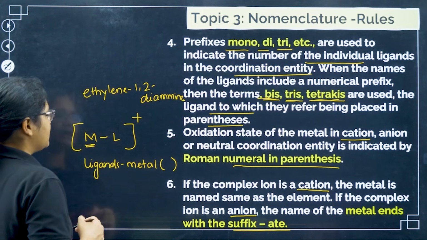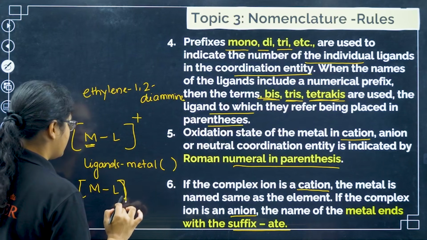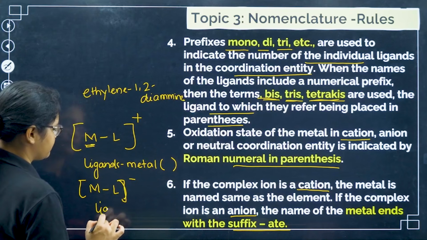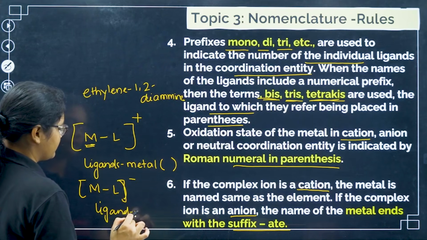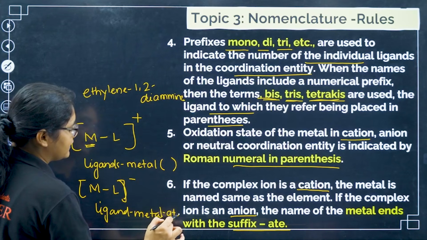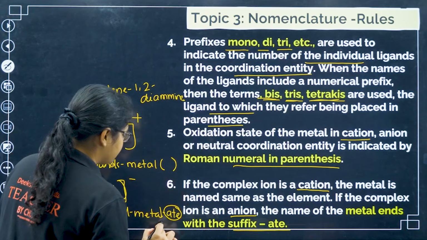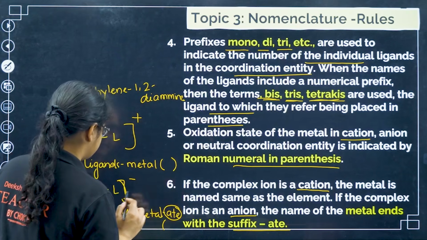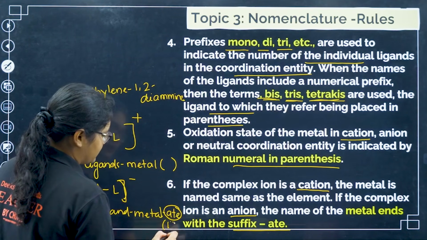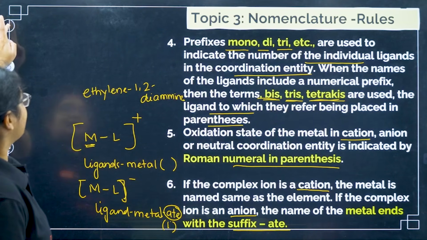And if you have this metal, ligand, and you have this -1, so if this is an anionic complex, you have to write the ligand's name, then you have to write the metal's name. This metal name should end with ate, and after that you have to write the oxidation state of the metal in Roman numerals. Clear? Okay, now let's move forward.